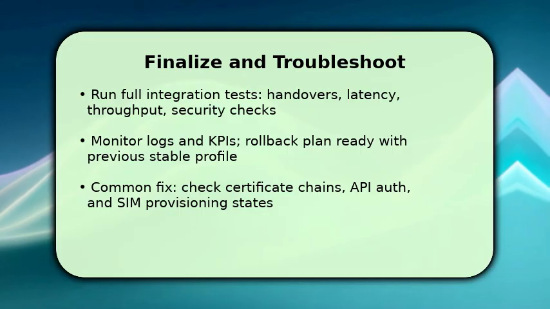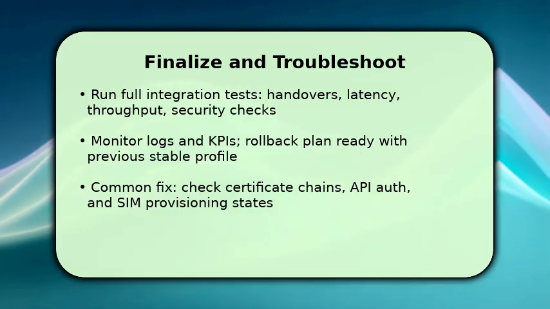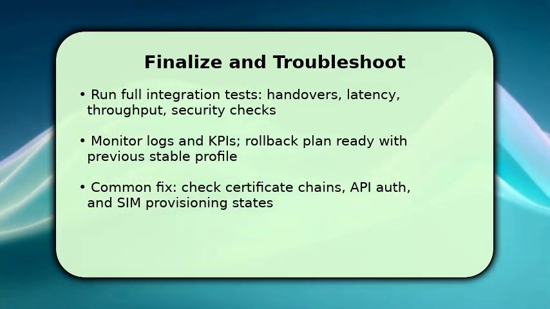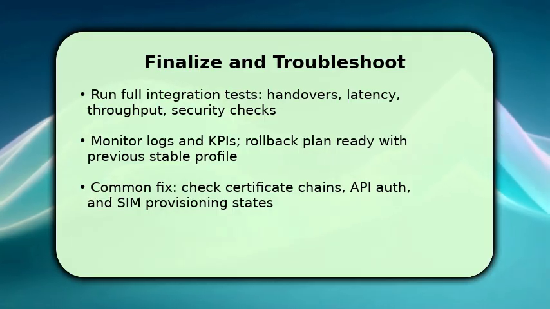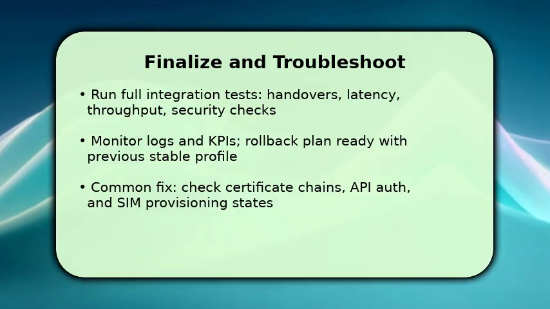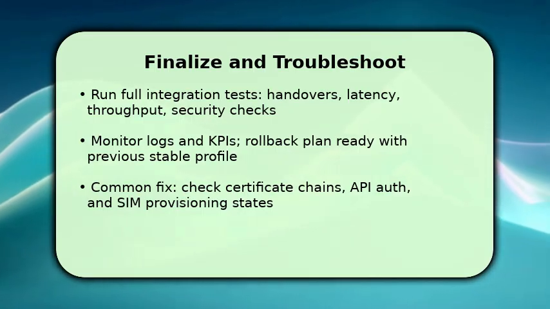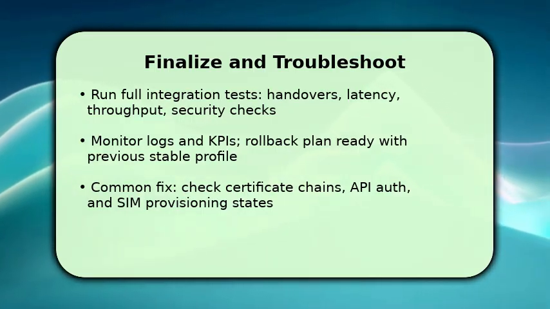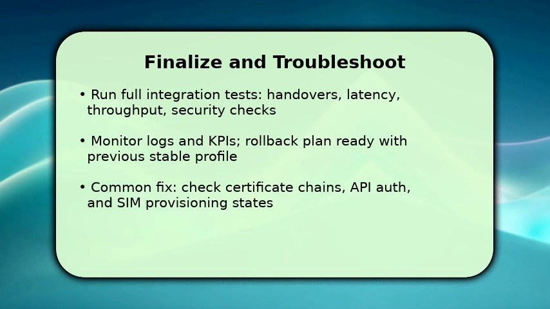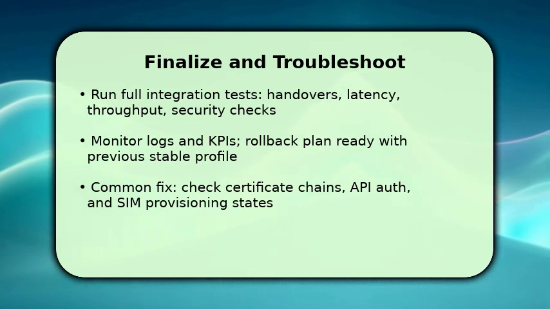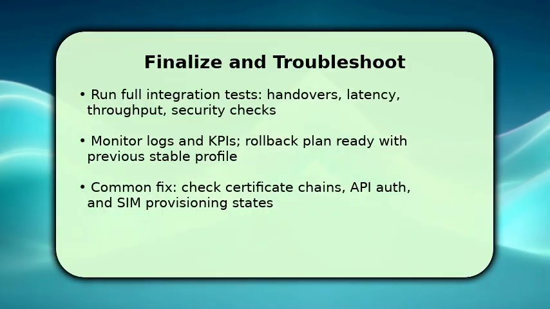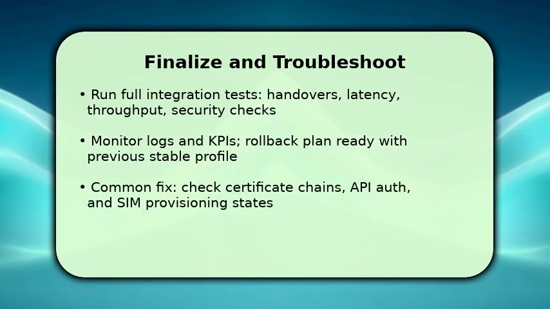Monitor logs and KPIs continuously, and make sure a rollback plan with the previous stable profile is ready in case of regressions. When you see issues, first check certificate chains, API authentication, and SIM provisioning states because these account for most failures. Then inspect routing and firewall rules. Once stable, document the configuration and schedule periodic revalidation to catch drift over time.